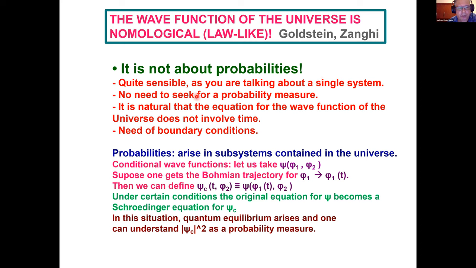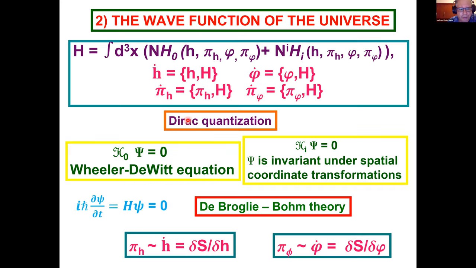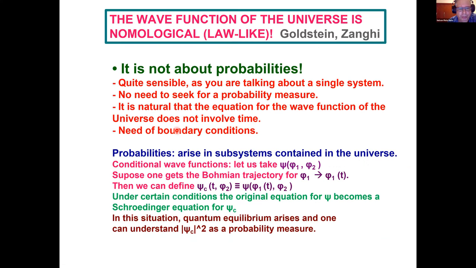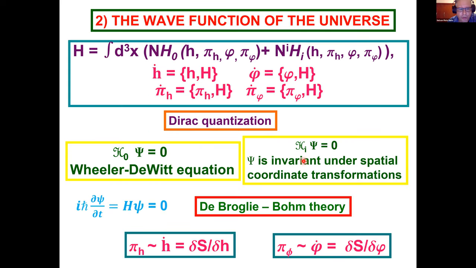Also, we don't need to seek a probability measure, which is quite difficult when we talk about the Wheeler-DeWitt equation and many other quantum equations that are in the literature. And it's natural that the equation for the wave function of the universe does not involve time. However, there is something that must be done because this proposal is not complete: as psi comes from some equations, there are many solutions. So what is the law for the universe? We should expect that this law should be unique. So we need some boundary conditions for these equations, which lead to a single solution, which would give the laws which govern the universe as a whole.